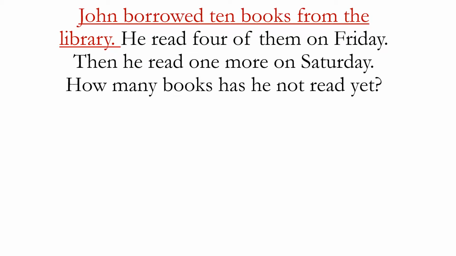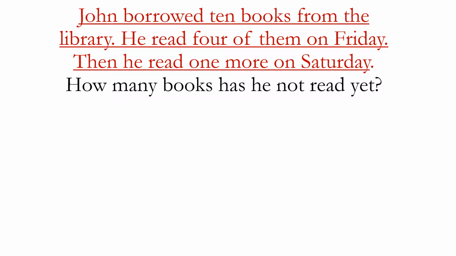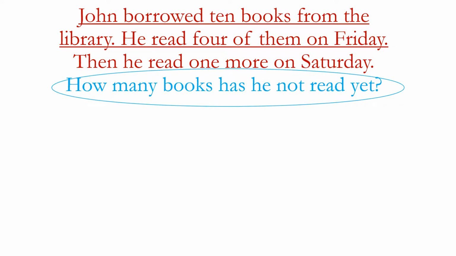So we underline John borrowed 10 books from the library. That's very important. And he read 4 of them on Friday, so there's another number there. Then he read one more on Saturday. So far we've got 3 numbers. How many books has he not read yet? And that's our question, which means we're going to circle it.